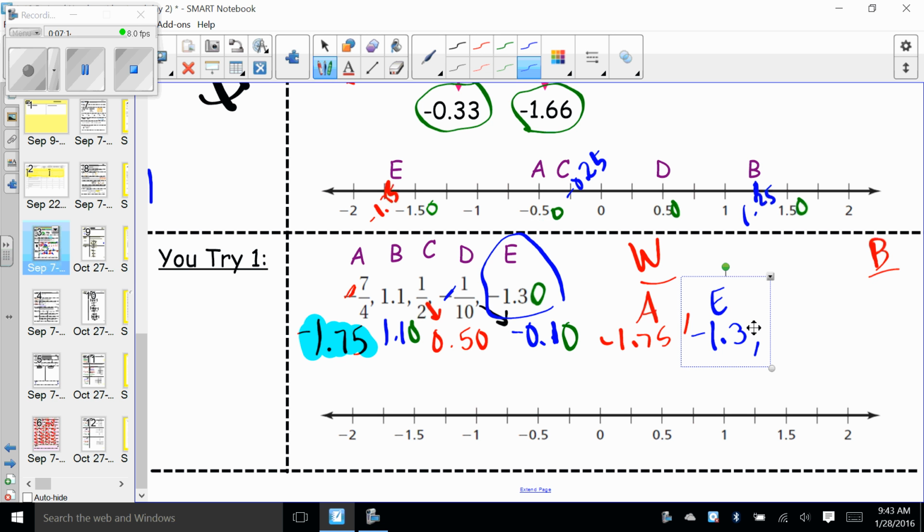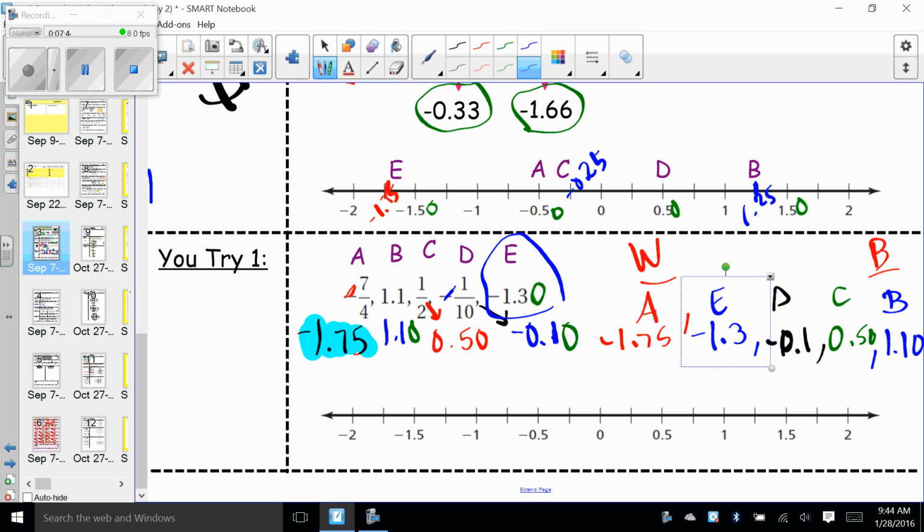What's the next worst situation? Well, it looks like we have +1.10, +50 cents, and -10 cents. So -10 cents would be next, which is D. All right. And then moving on from there, we are in the positive range, which is C, which is 50 cents. And then the last possible one would be $1.10, which is letter B.